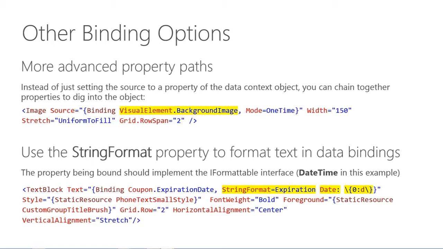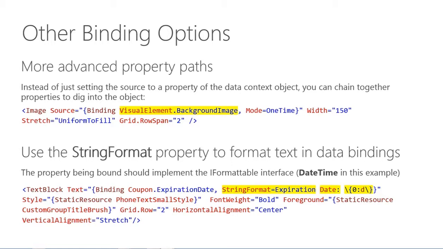So you can use more advanced property paths. Instead of setting the source to just the property of the data context, you can chain together properties to dig deeper into the object that you're binding to. That makes it handier and easier. You can set the data context once and then do the binding using that binding method.